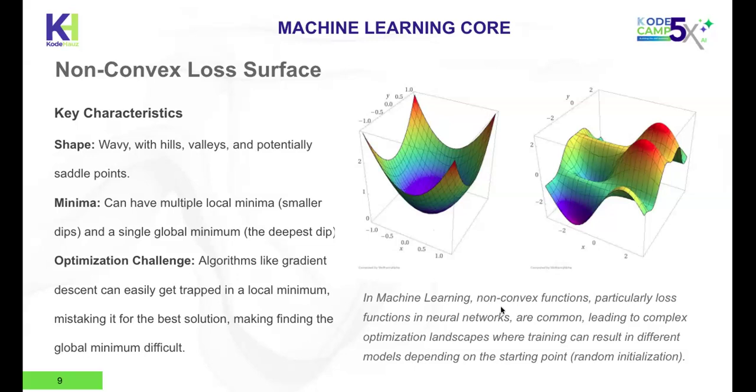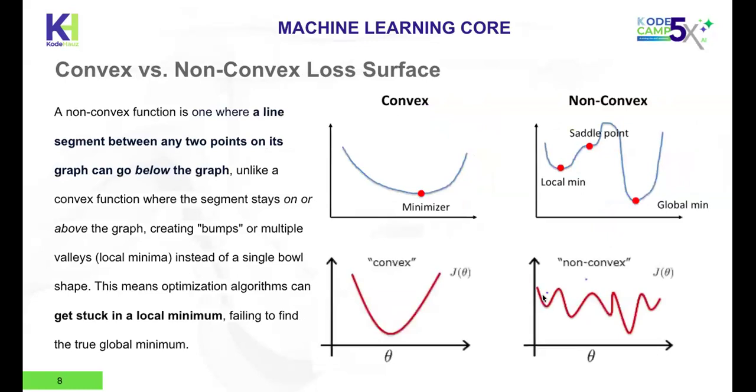So in machine learning, non-convex functions, particularly the loss functions in neural networks, are common. This is the main thing to know. The loss landscape is non-convex, and it can lead to complex optimization landscapes where training can result in different models depending on the starting point. And that's what we are saying. Let's assume for this one, you are training your model and you started off around here and your learning rate is too small. I'm still trying to point out the learning rate.